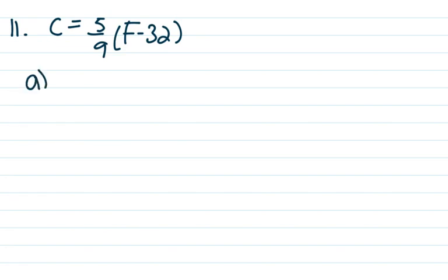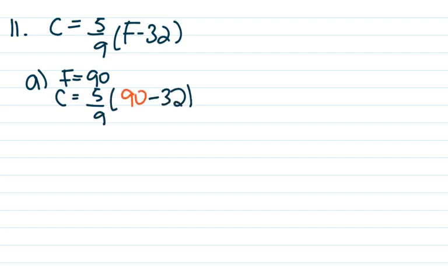All right, number 11. The formula C equals 5 over 9 times F minus 32 is used to convert Fahrenheit temperatures to Celsius. A, determine the Celsius temperature when F equals 90. So I'm just going to take this equation and plug in 90 for F. So C equals 5 over 9 times 90 minus 32. 90 minus 32 would be 58.